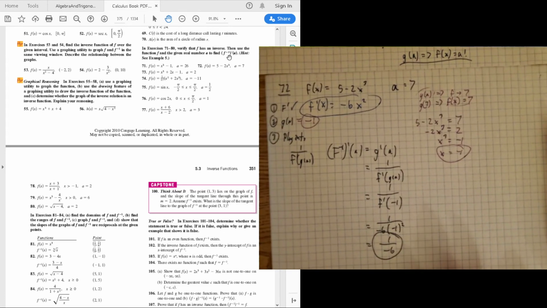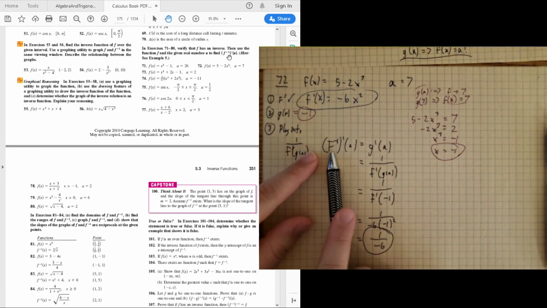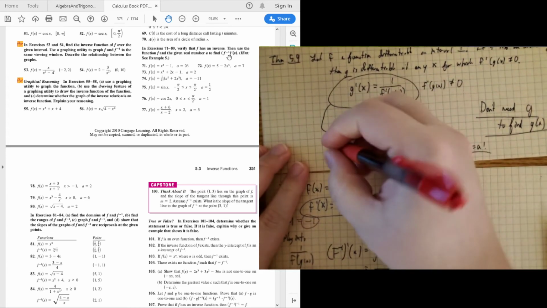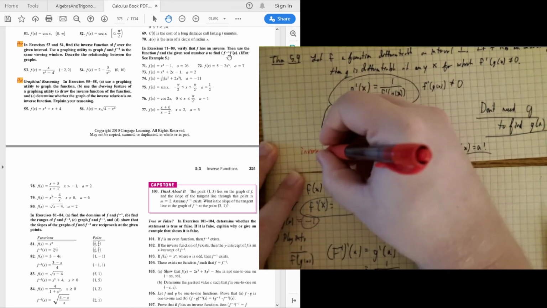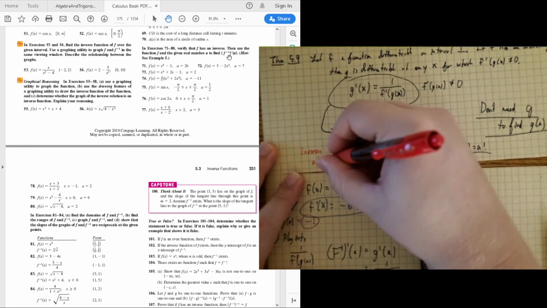It looks weird, but let's understand what this is really saying. This statement says, what is the inverse's slope at a? One more time. This is the inverse's slope at a. That's how you read this statement, in words. Inverse's slope at a.